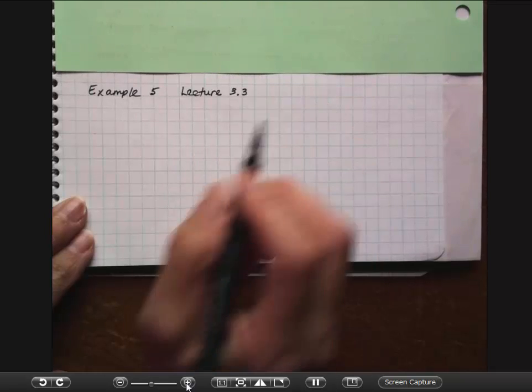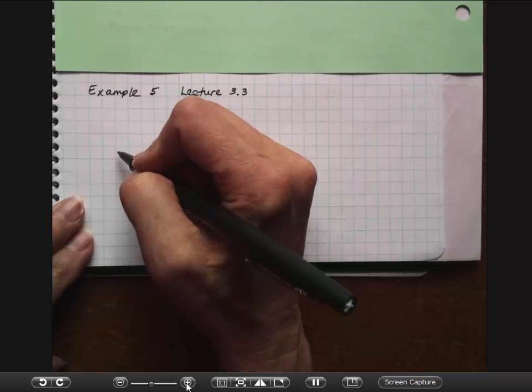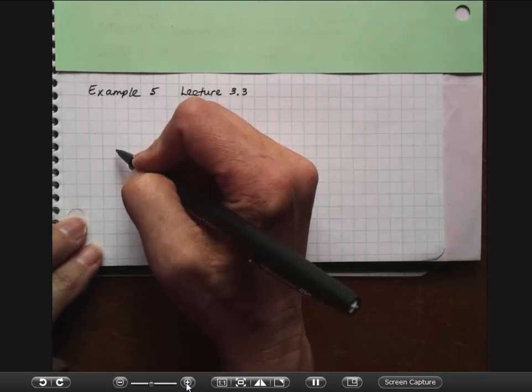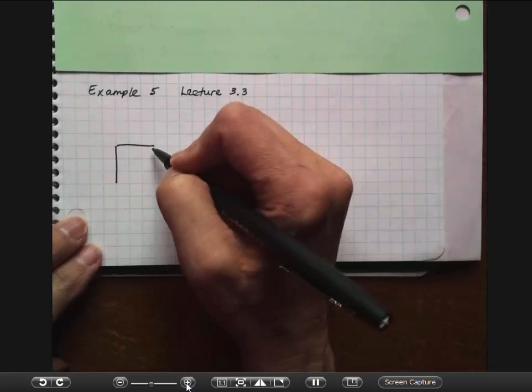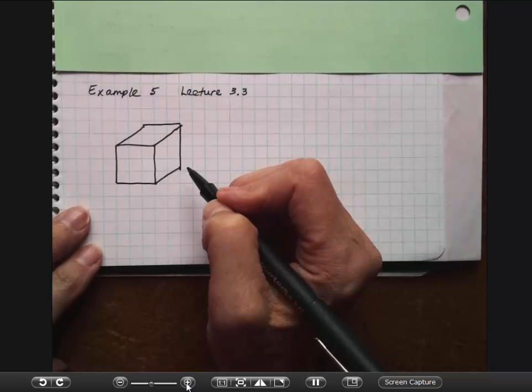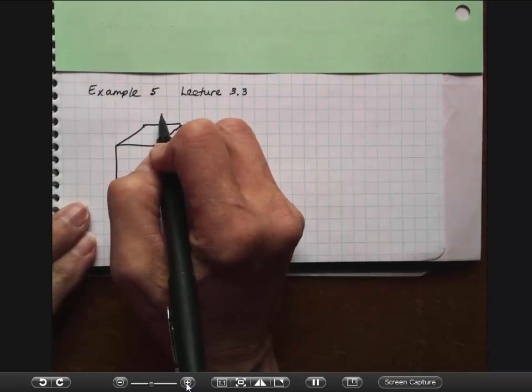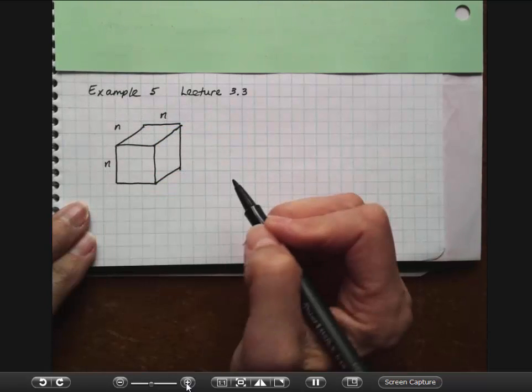From lecture 3.3. And here we're talking about a cube. So the first thing I'm going to do is draw a cube here for you, best I can. Remember, a cube has all sides equal. Okay, so we have a cube that measures n inches on each side. So this is n, and this is n, and then the height is also n.